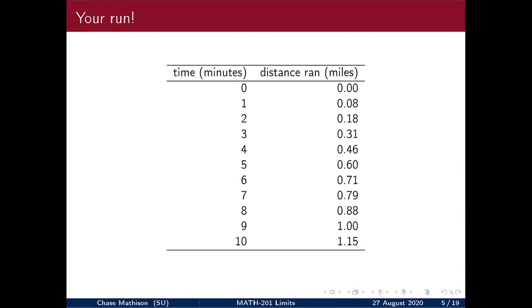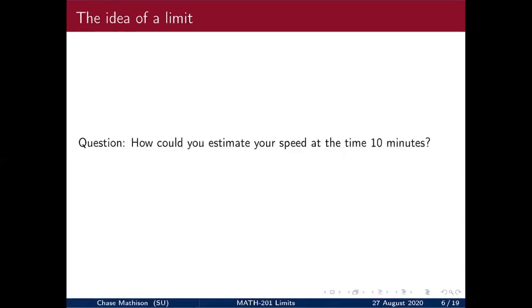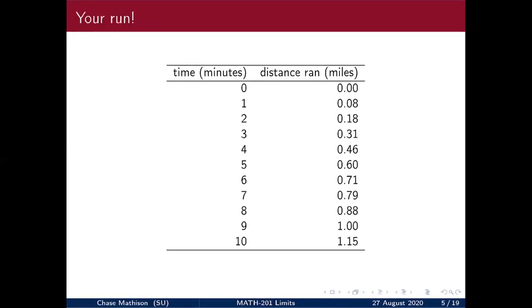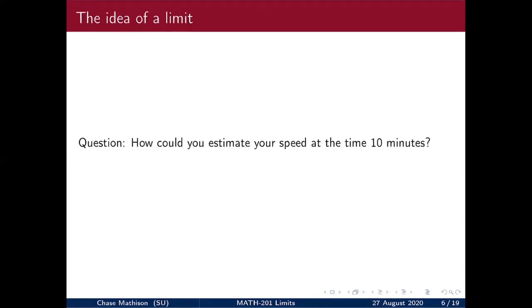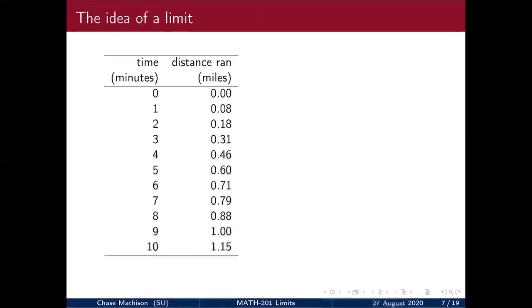The question I have for you is, how could you use this data to estimate how fast you were running at exactly 10 minutes? At the moment you hit 1.15 miles, how fast were you going? Do we have any guesses about how we would use this data to do that? Yeah, exactly. That's the whole idea: we want to find the slope at 10 minutes, right?